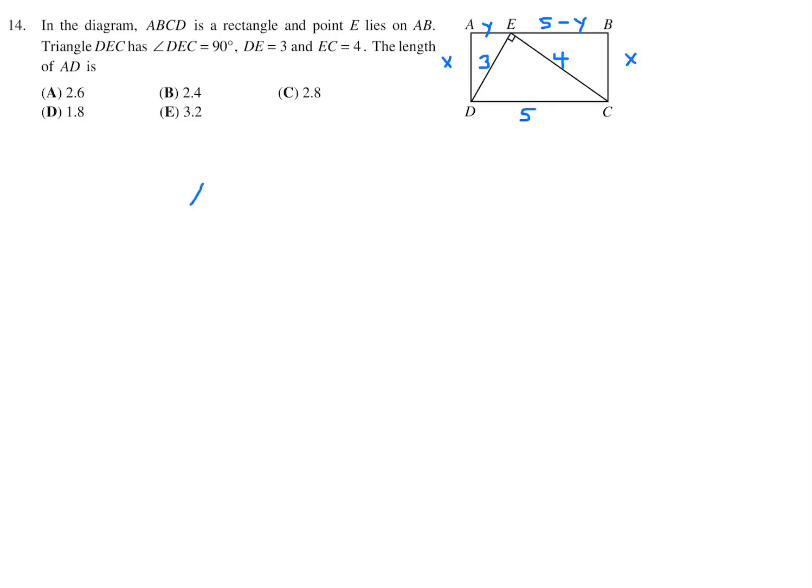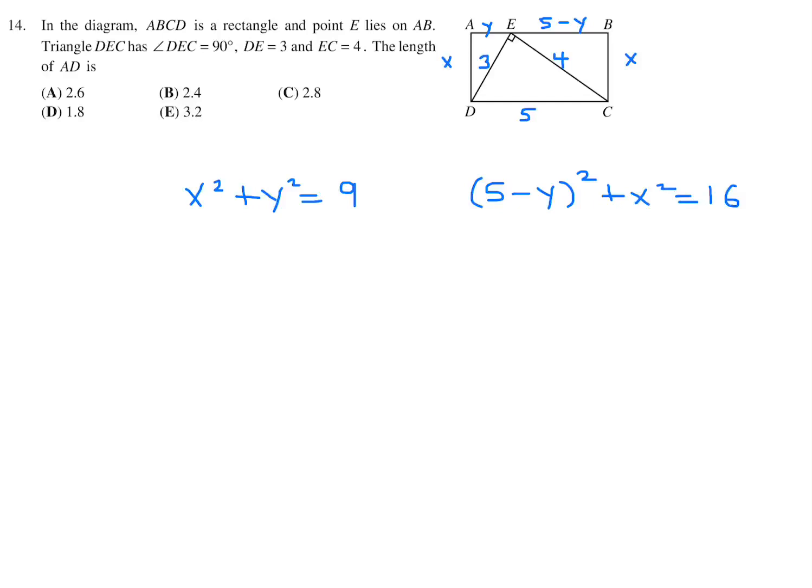So we get x squared plus y squared is equal to 3 squared, which is 9. And then from this triangle, we can get a very similar type of relationship. 5 minus y squared plus x squared is equal to 16, 4 squared basically. And where do you want to go from here? We can solve this. We have two equations, we have two variables.